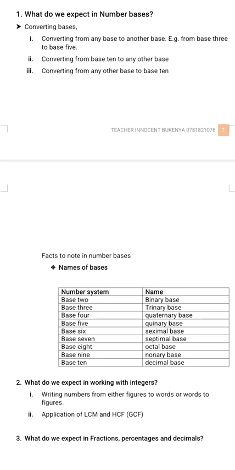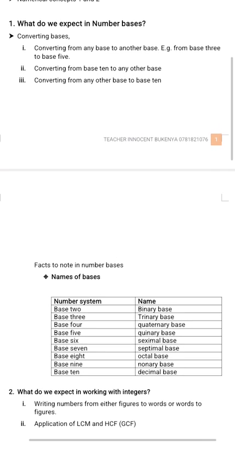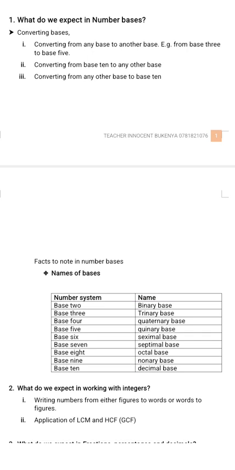In number bases, what is normally set here is converting bases. And in this category of converting bases, if you look at number Roman 1 here, we have converting from any base to another base. For example, from base 3 to base 5. Or we can convert from base 10 to any other base. And or we may convert from any other base to base 10. It depends on what the question wants.